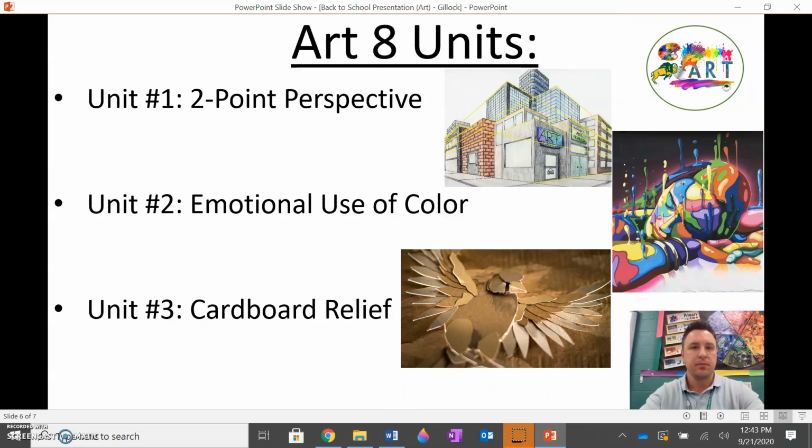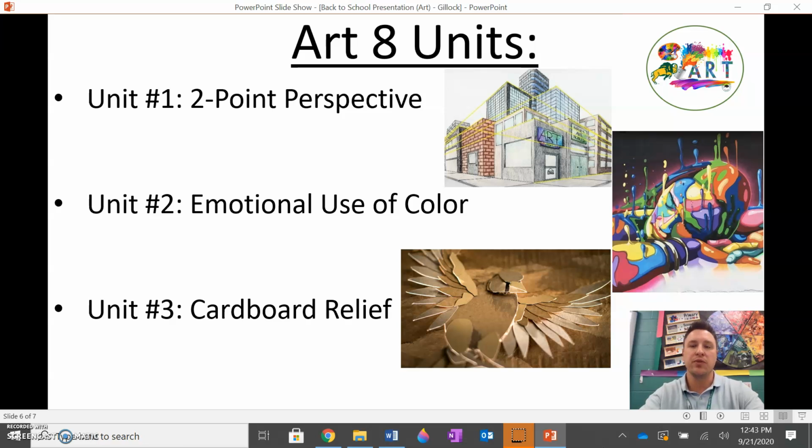Moving forward, the Art 8 units. Unit 1 is 2-point perspective. So Art 8 is picking up where they left off in Art 7. Instead of having one vanishing point, they're going to have 2. So basically, it looks like you're looking at the corner of a building and not face on at the building. And then this one will actually be in color, which differs from 7th grade.